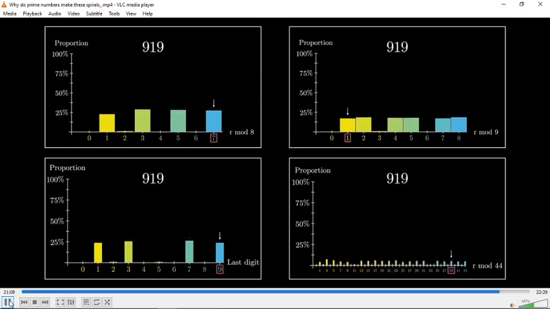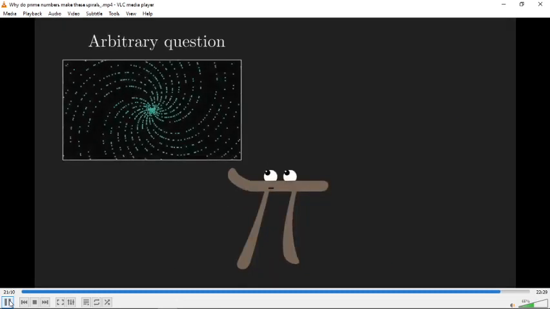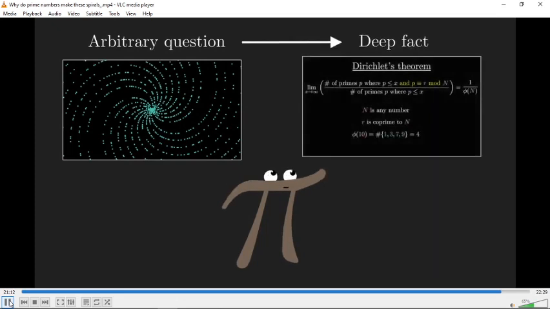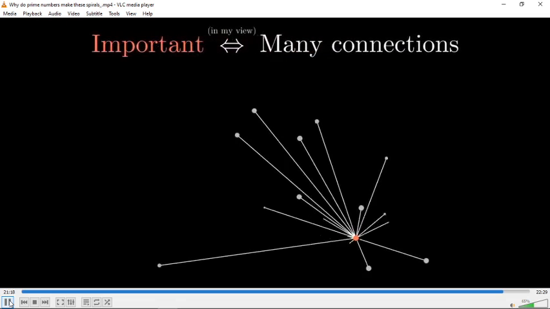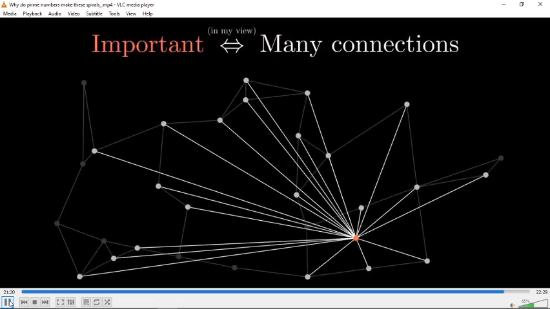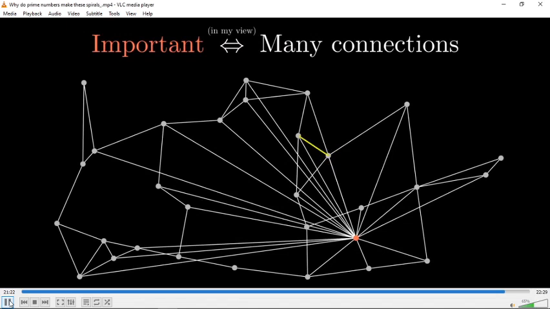And this isn't a coincidence that a fairly random question like this can lead you to an important and deep fact from math. What it means for a piece of math to be important and deep is that it connects to many other topics. So even an arbitrary exploration of numbers, as long as it's not too arbitrary, has a good chance of stumbling into something meaningful.